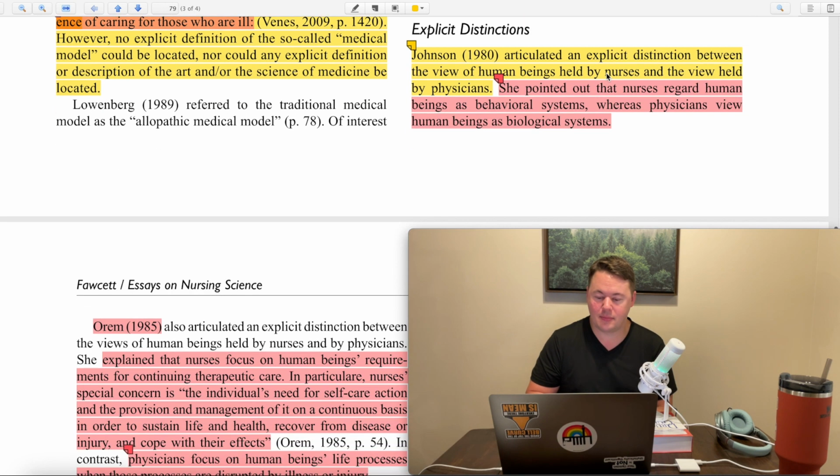Let's continue. Oh, also, point number 2 on this front is she pointed out that nurses regard human beings as behavioral systems. Do you know who else views human beings as behavioral systems? Every other field of psychological study, like social work and marital and family therapy and clinical psychology and counseling psychology and mental health counseling and every other field of clinical mental health that exists. That includes psychiatric nursing. And so my point is, what exactly is so unique to nurses and nursing, or nursology in this case, about behavioral systems?